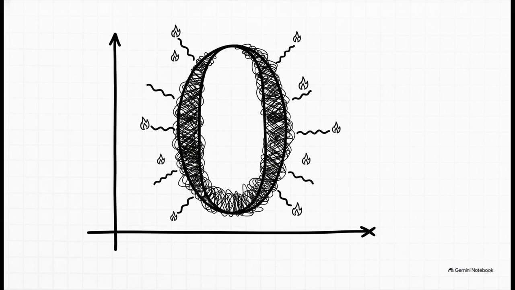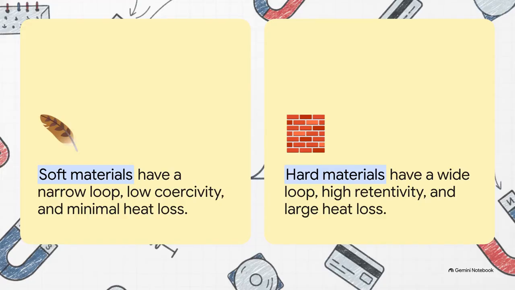But here's the kicker. This shape isn't just some abstract mathematical map. The total area enclosed inside this entire cycle represents actual, real-world electrical energy that is wasted. It gets lost as heat. Basically, the wider this loop is, the more energy you are losing just trying to flip those magnetic dipoles back and forth. And understanding this loop is absolutely crucial because it dictates two completely distinct families of engineering materials.